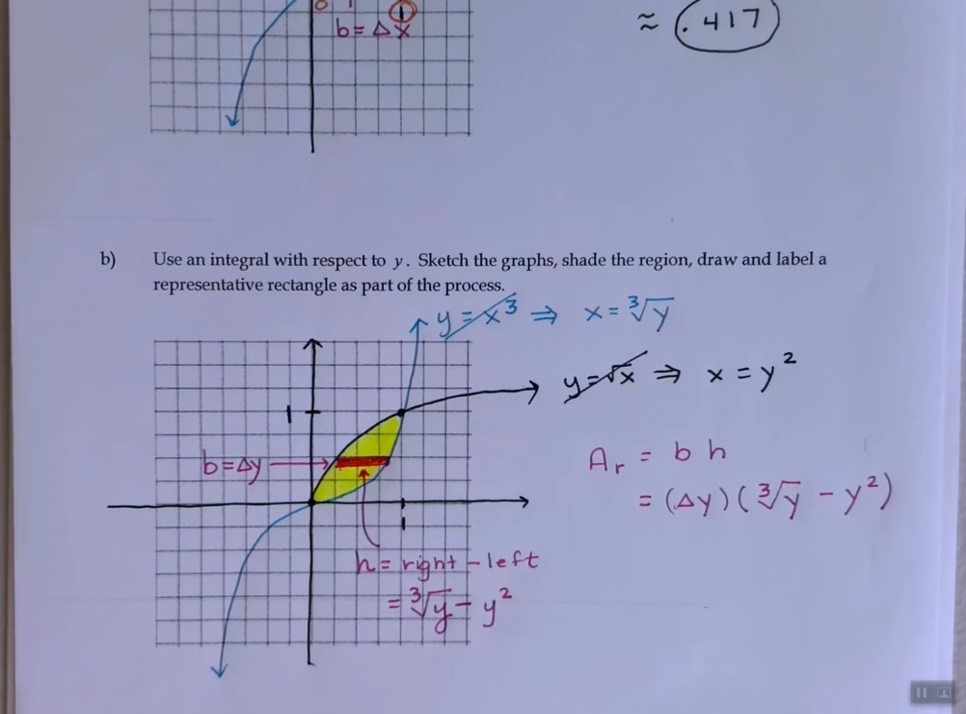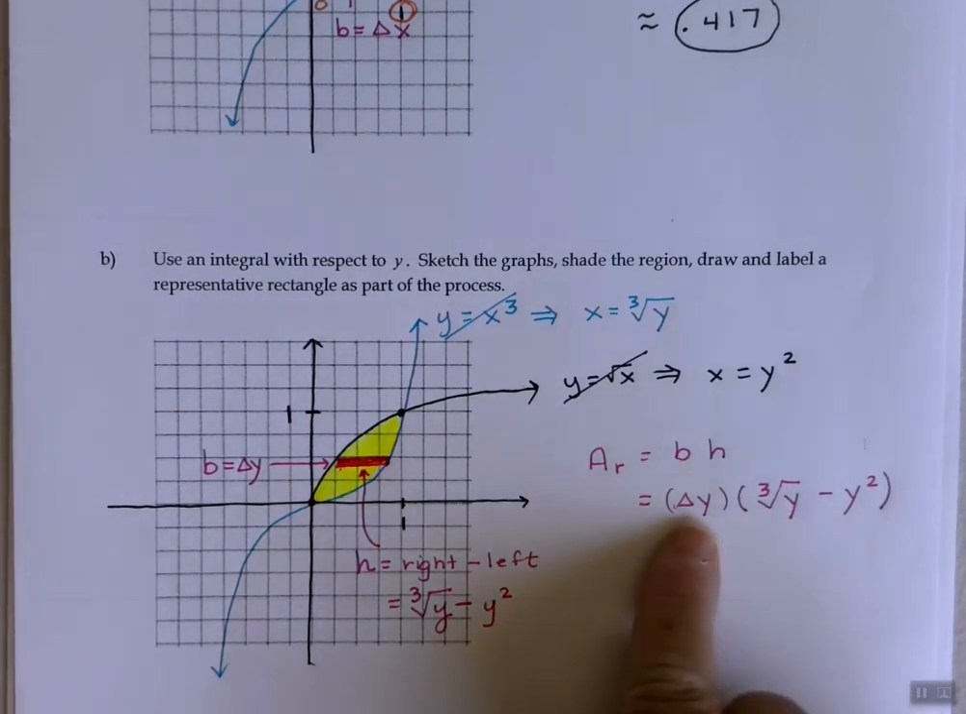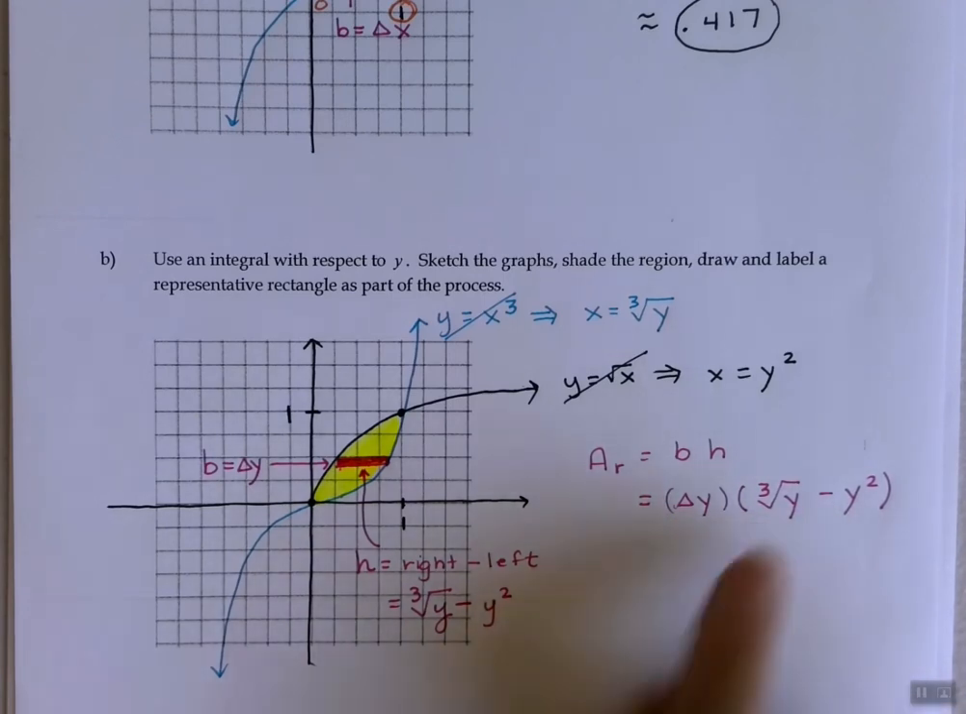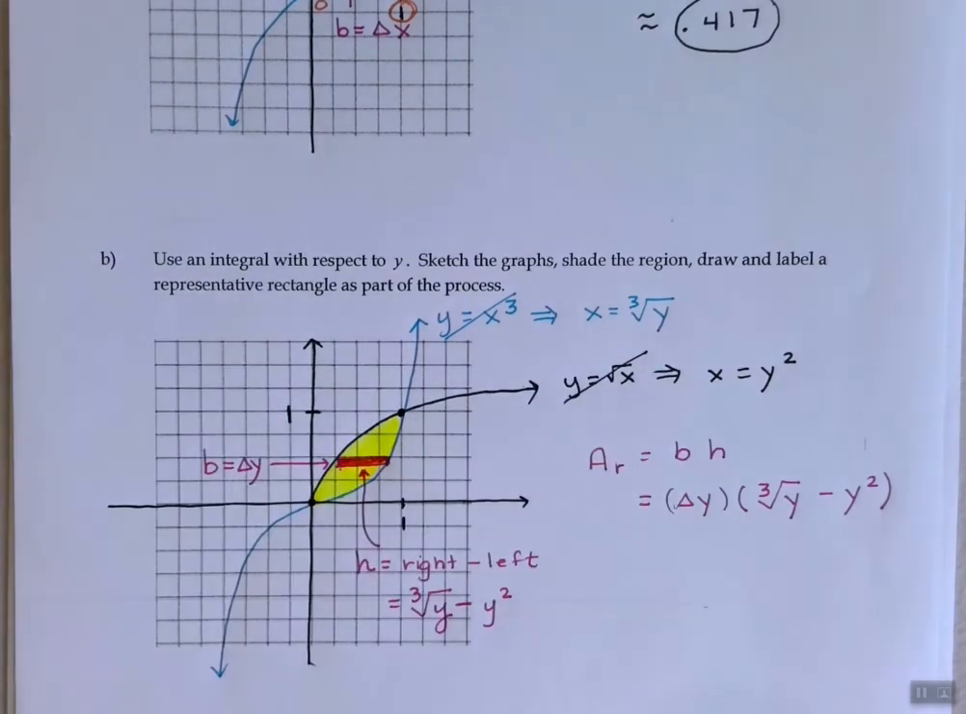By the way, at this step, you can always double check and make sure that your variable is consistent. Everything here is y's. If I've got a mixture of x and y's, I need to go back and probably resolve my equations.